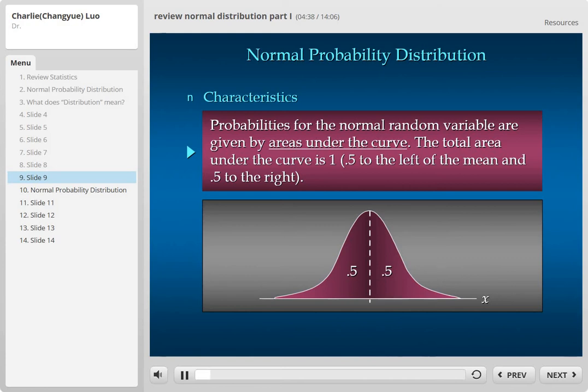Now, if we split this highlighted area under the normal distribution curve into 2 parts, right in the middle where the mean is, then the size of the left half is 0.5. The size of the area on the right half part is 0.5. And of course, 0.5 plus 0.5 equals 1.